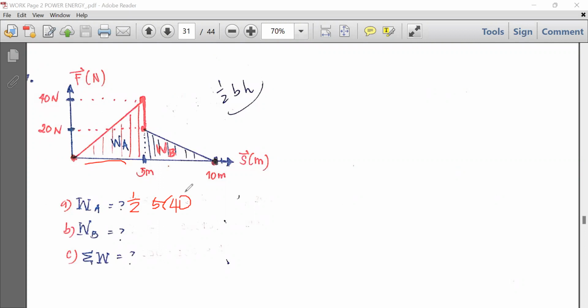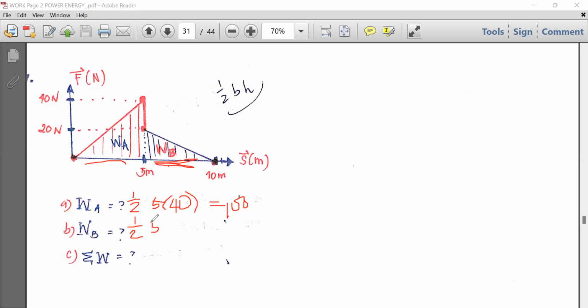So 40 times 5 is 200, right? 5 times 4 is 20, then 0, so 200. 1/2 of 200 is 100. So 100 joules. How about work done by force B? Also this forms a triangle, a smaller triangle. So let's have 1/2 base times height. What's the base? The base is here, 10 meters minus 5 meters.